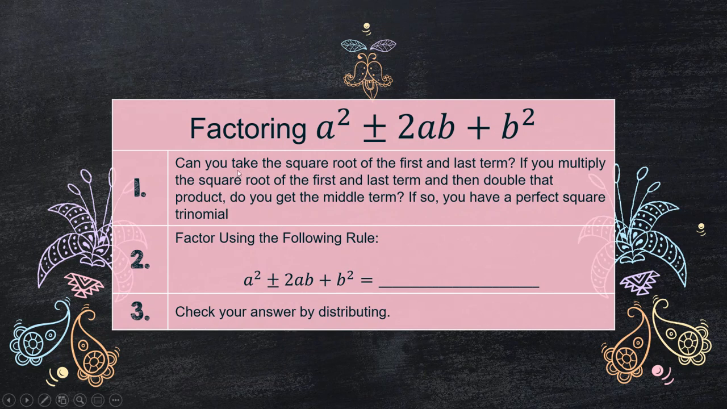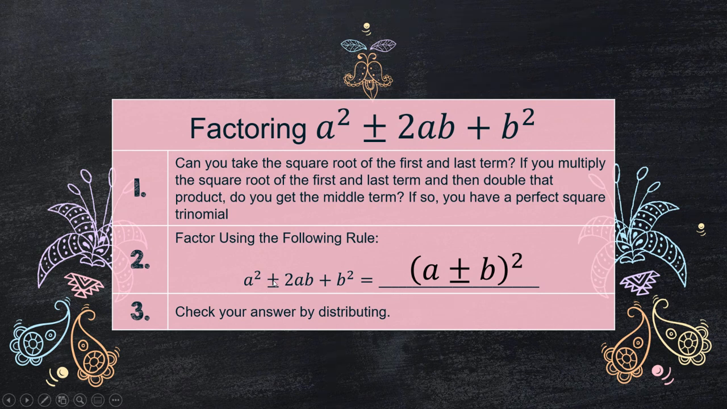So what you're going to look for is, are the first term and the last term a perfect square? You ask yourself that first, or you recognize that first. After recognizing that the first and last terms are perfect squares, you think about what is the square root of the first term, and what's the square root of the last term. If you were to multiply those square roots together and double it, would you get the middle term? If so, you have a perfect square trinomial. And if you do, you factor it using this pattern.